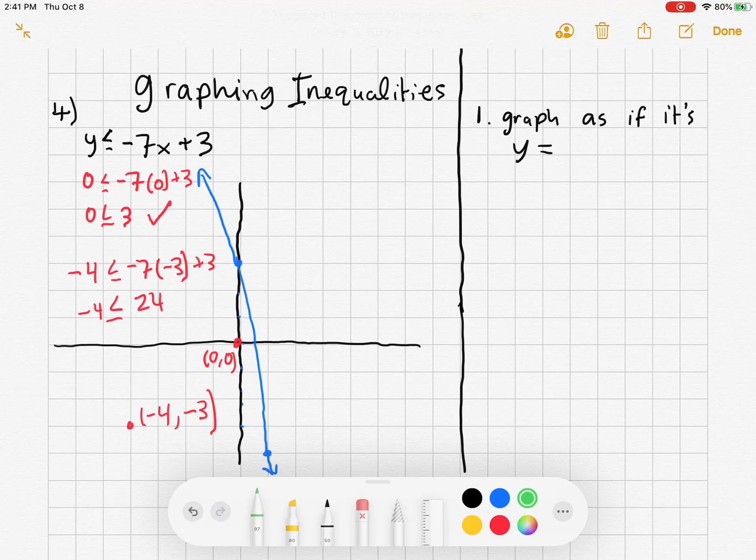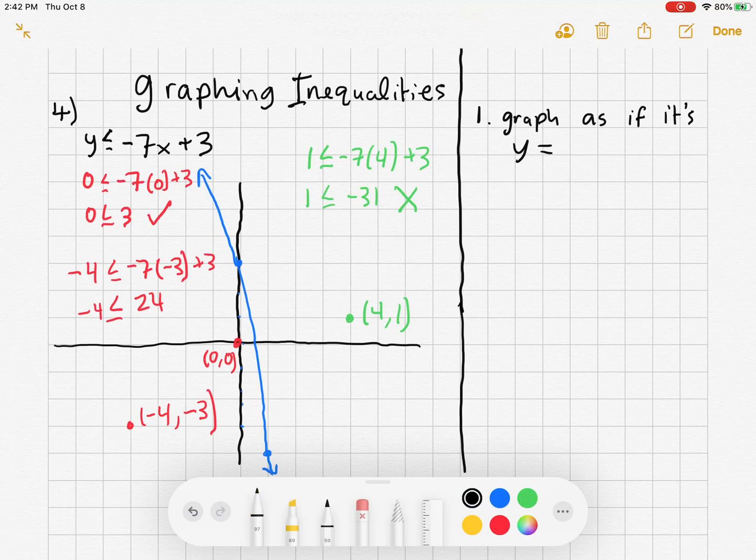Let's pick just another point right over here. Let's try this one right here. That's 4, 1. Let's just plug that in and see what happens. 1 is less than or equal to negative 7 times 4 plus 3, which is the same thing as negative 25. Is 1 less than negative 25? That's incorrect. That doesn't work.